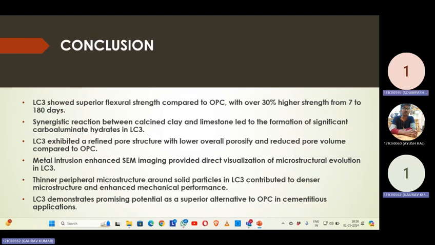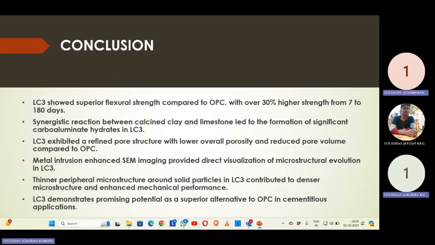So now let's move on to the conclusion part. So these are the summary points. LC3 showed superior flexural strength compared to OPC, with over 30% higher strength from 7 to 180 days. Secondly, synergistic reaction between calcined clay and limestone led to the formation of significant carboaluminate hydrates in LC3.